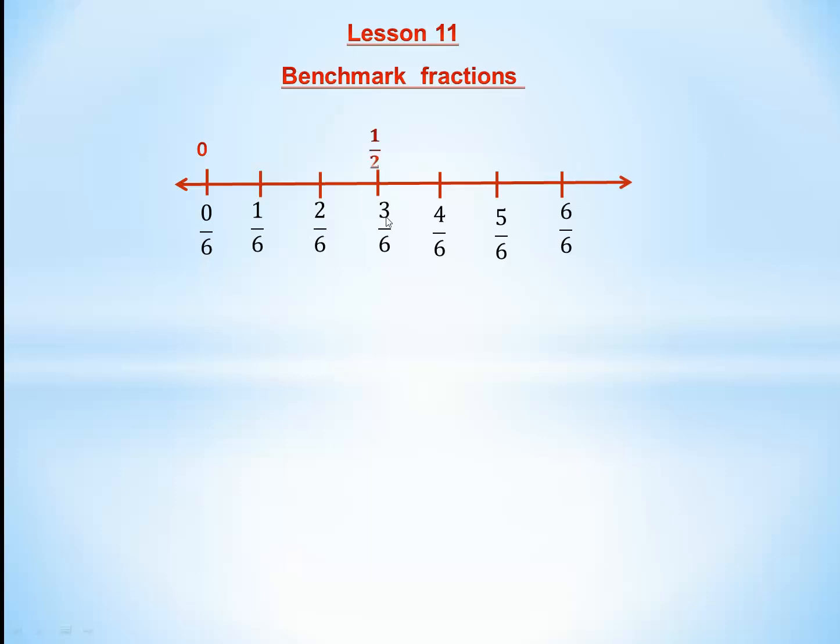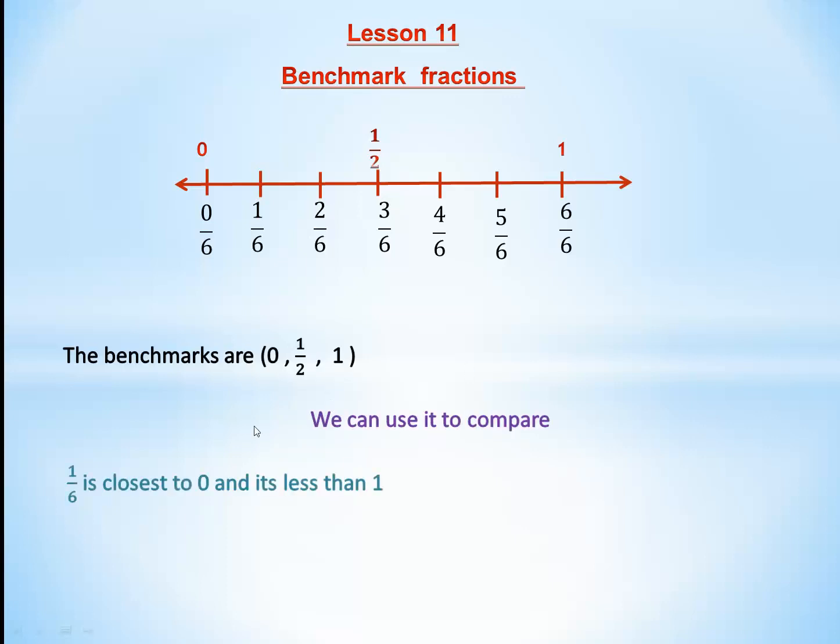3/6 represents half, in the middle. 1, 2, 3. 1, 2, 3. So half of this is 3/6, which is the half. So I have 0, half and 1. This is the benchmark. Benchmark here means I can use them to compare. The benchmark here is 0, half and 1. We can use it to compare.